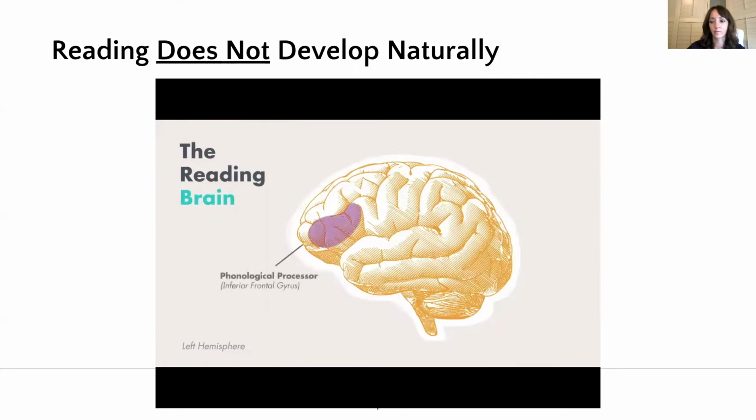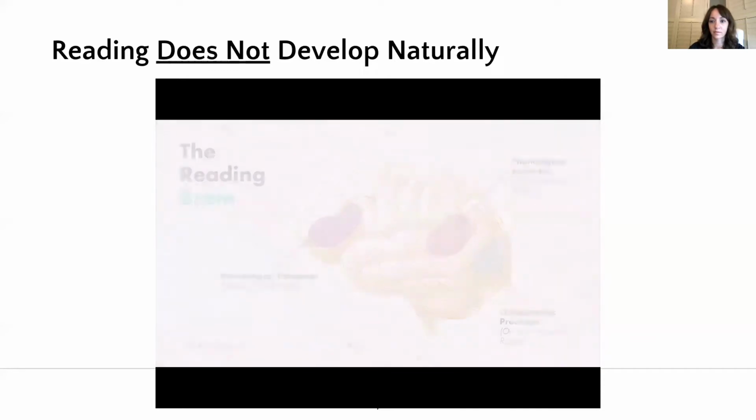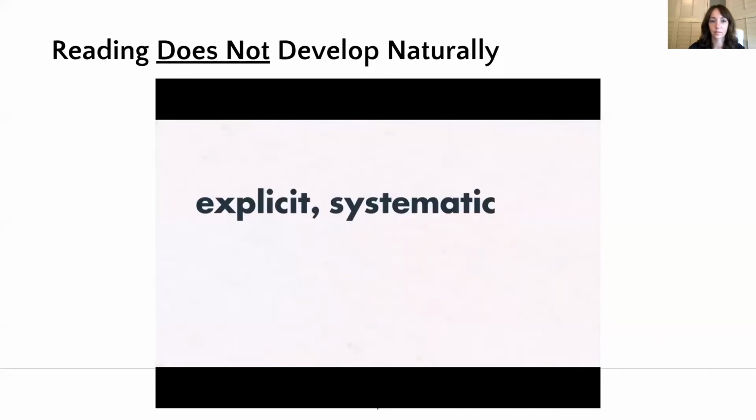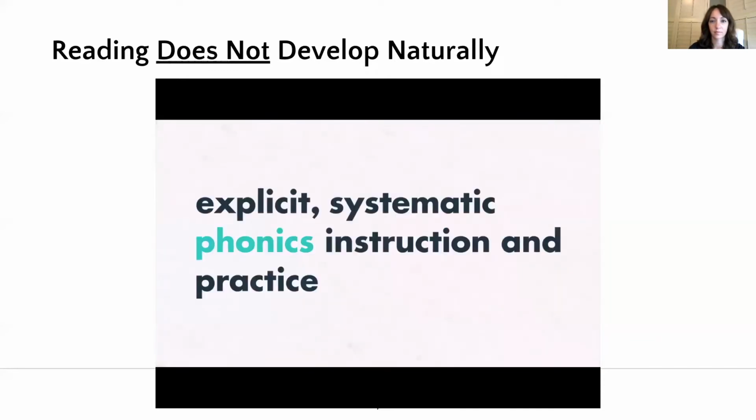The parts of the brain that allow us to process sounds and recognize visual images are already in place at birth in the left hemisphere. However, the phonological assembly region is not intact at birth. This is the part of the brain that allows us to connect speech sounds with visual images, such as letters, and enables reading. And it must be built through explicit, systematic phonics instruction and practice with decoding.